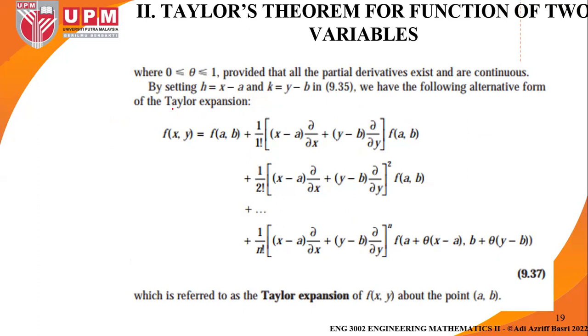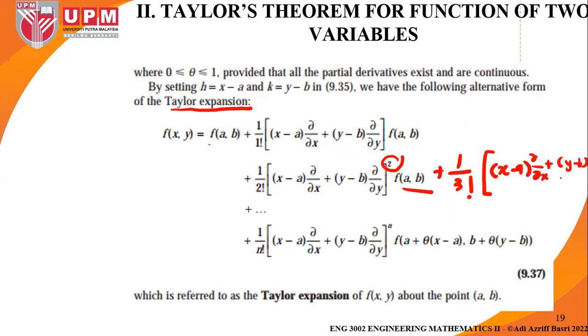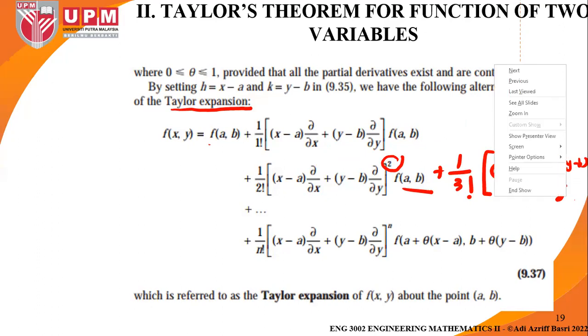At the end, the Taylor expansion can be simplified from the main function f(x, y) equals f(a, b), where (a, b) is the original point, plus 1 over 1 factorial of ((x minus a) ∂/∂x plus (y minus b) ∂/∂y) applied to f. Then it continues with 1 over 2 factorial of the same operator to the power of 2, plus 1 over 3 factorial of (x minus a) ∂/∂x plus (y minus b) ∂/∂y.